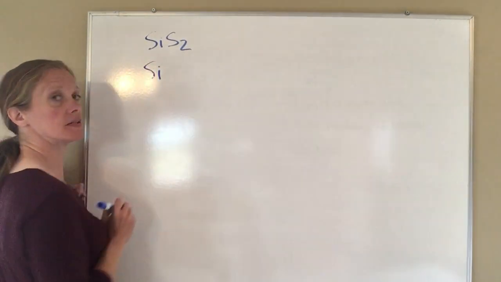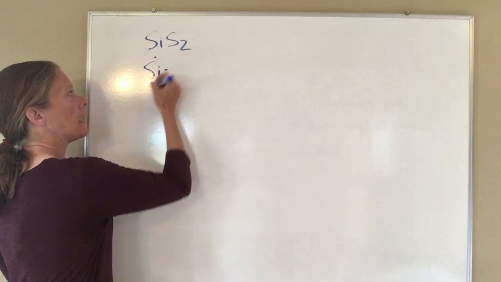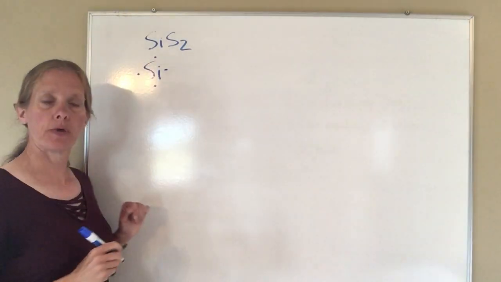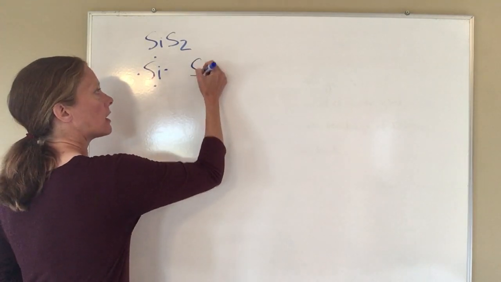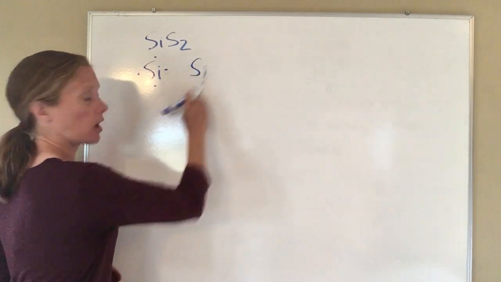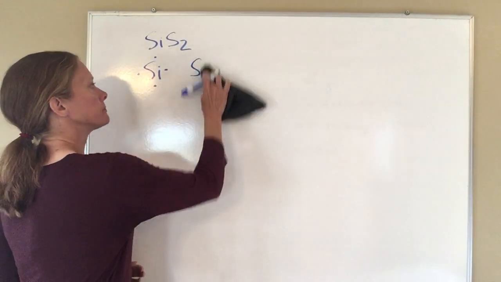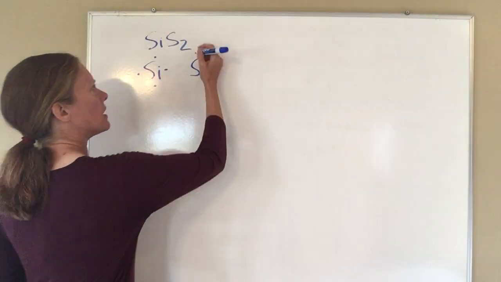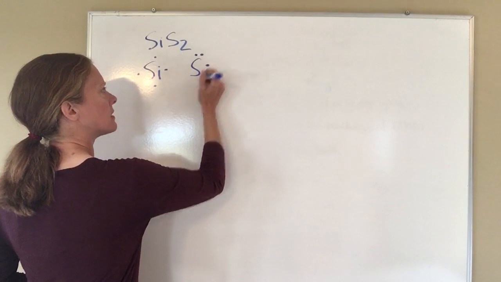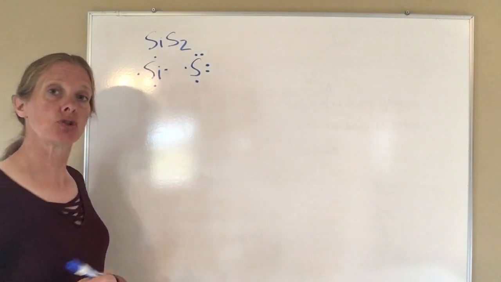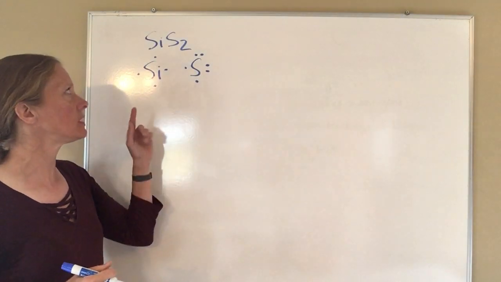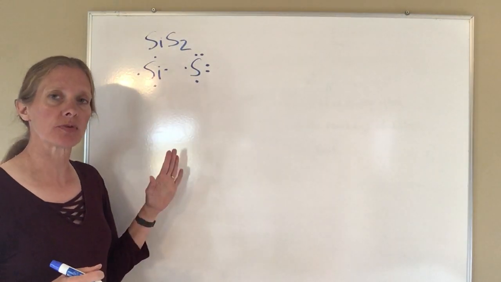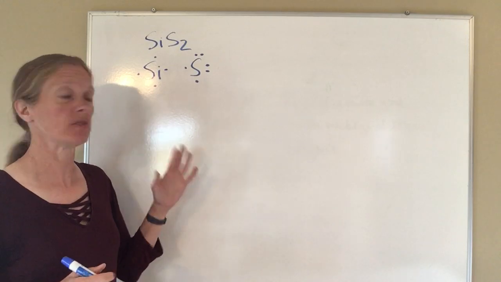So silicon is in the same column as carbon, and it's going to have 4 electrons, and so it needs 4 more. Sulfur is in the same column as oxygen, and sulfur has 6 electrons, and it will need 2 more. And so, just like I mentioned before, generally the atom that needs the most number of electrons is going to be the one that's going to go in the middle.